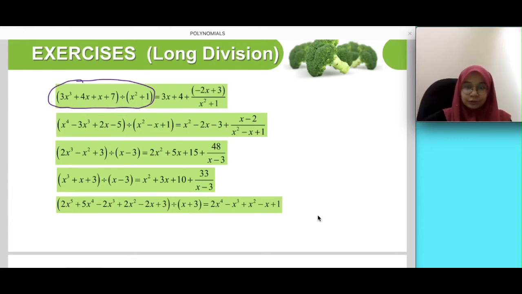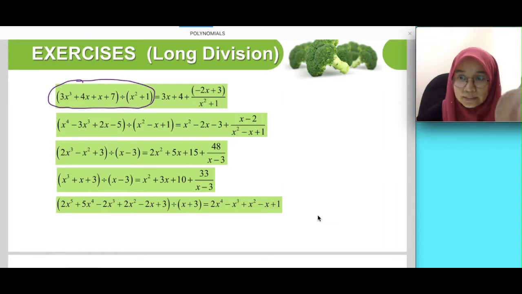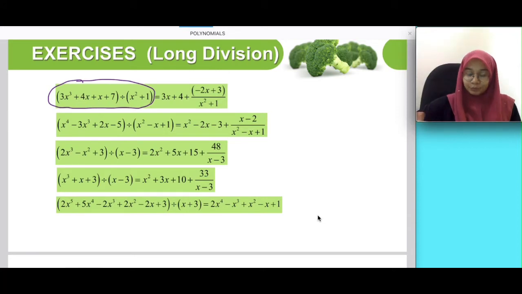We continue on our polynomial. Before this, we stopped at long division, right? We stopped at this exercise. So this exercise is actually wrong. The question is 3x cubed plus 4x plus x plus 7. So here is x squared.